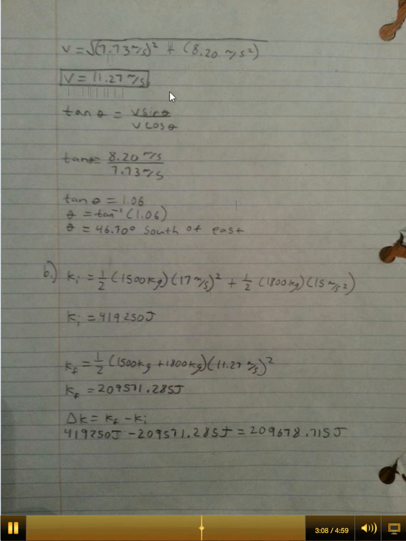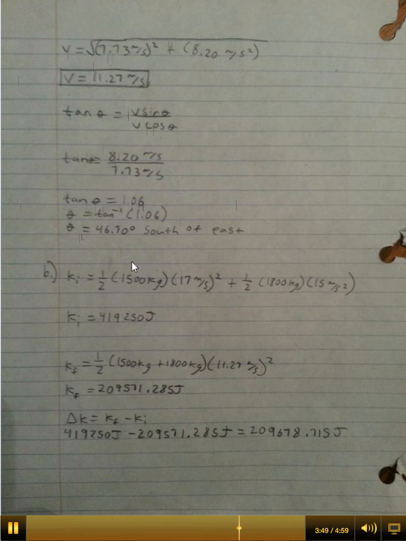Now we need to find the angle, right? So we know that tan theta, we can use these values for v sin theta and v cos theta. We just put the values in for what we found on the last page, and we get 1.06. Then we just need to do tan inverse to find the angle. So we know that both cars are moving at 11.27 meters per second at 46.70 degrees south of east. And that's right after the collision. So that's the answer to part A.